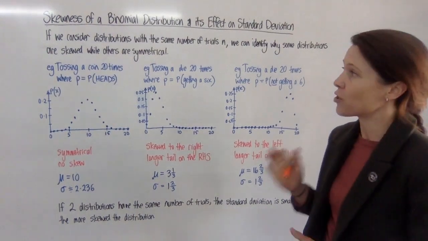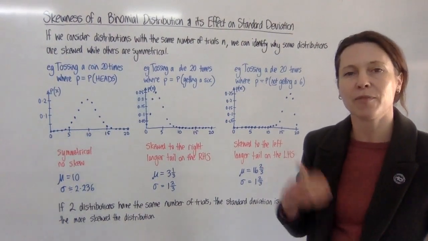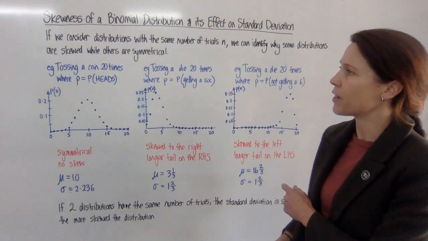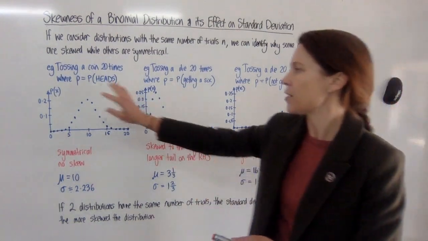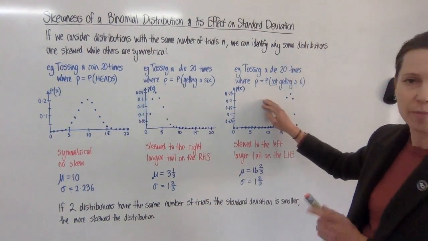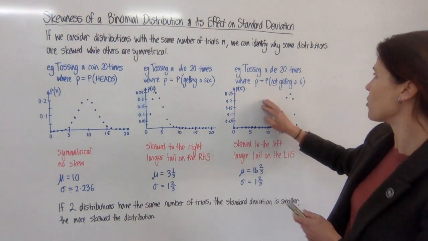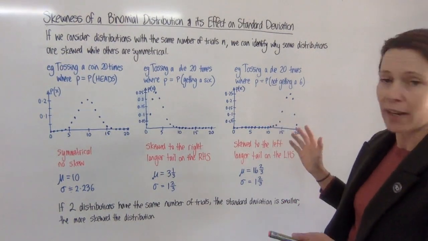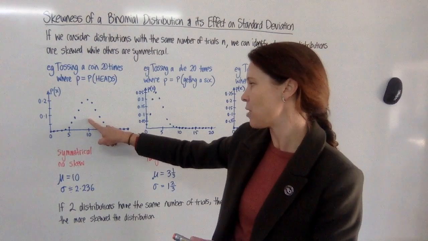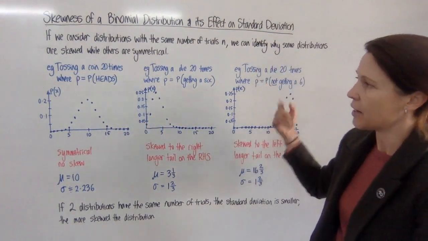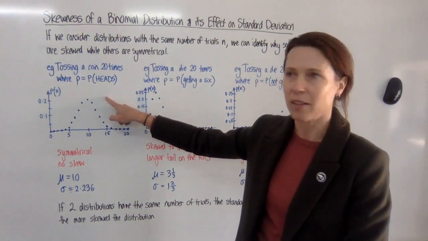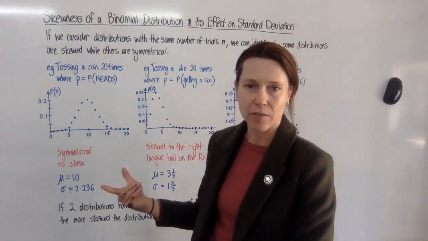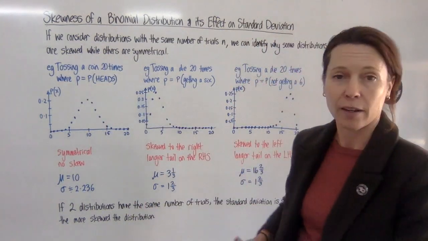Now let's identify the skewness of a binomial distribution and the effect that it has on the standard deviation. So I'm going to consider 3 distributions here that have got the same number of trials. All of them have 20 trials. And then we can look at the shapes and see that some of them are symmetrical and some of them really aren't. Now here I'm tossing a coin 20 times and I'm letting P, the chance of success, be the probability that I get heads.